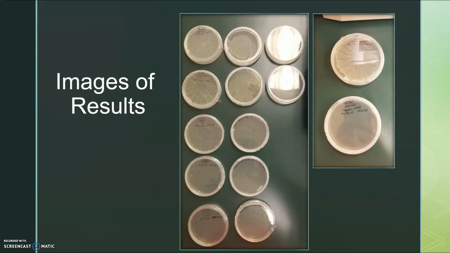As you can see, these are reflected in the images. The top two are the lawn growth, then too many to count, and then it just keeps decreasing and decreasing in colonies. The top two on the third column had a bit of a glare, so they are in the picture off to the right, which shows the lawn growth and the no growth.